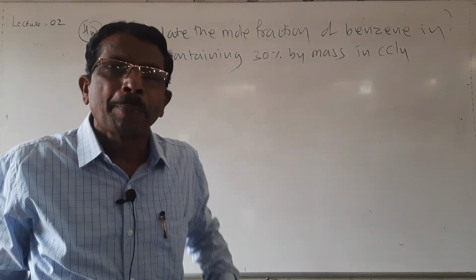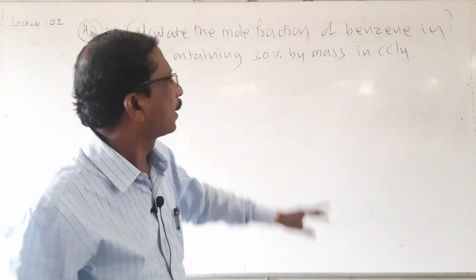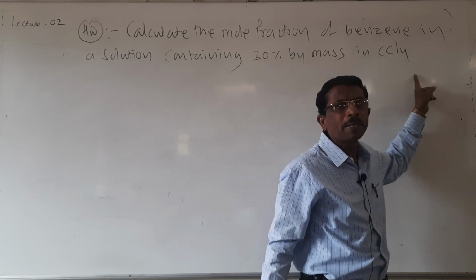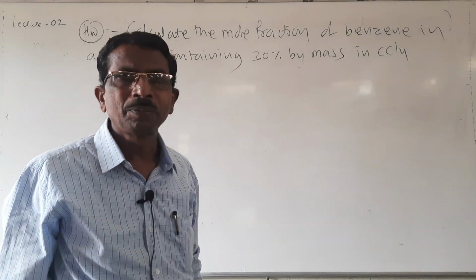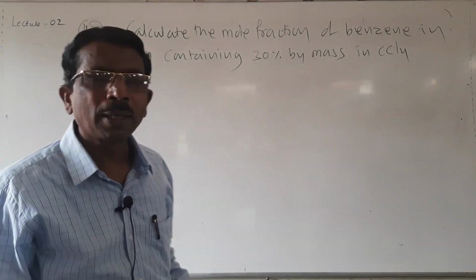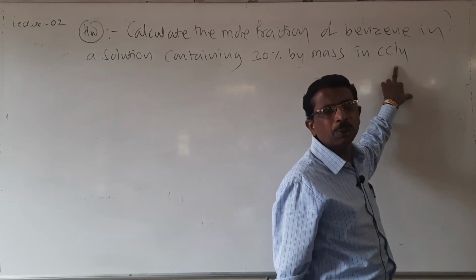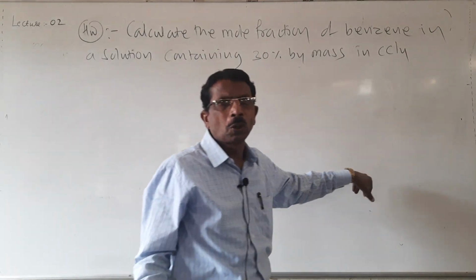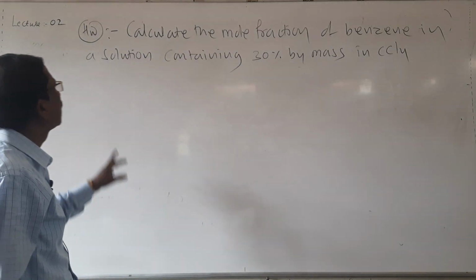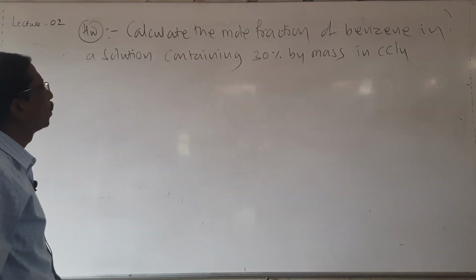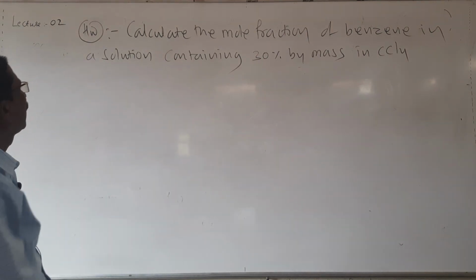Here benzene is one component, carbon tetrachloride is the second component. There is no water. Means here benzene is the first component and carbon tetrachloride is the second component. You have to determine the mole fraction of benzene. So here you know that the molecular mass of benzene is 78, and carbon tetrachloride is carbon 12 plus 4 into 35.5. So you try it, otherwise I will solve it in the next video. So it is the homework. Calculate the mole fraction of benzene in a solution containing 30% by mass in carbon tetrachloride. Is it clear?